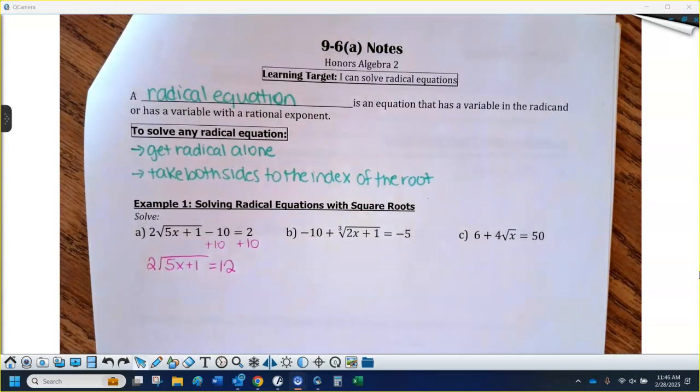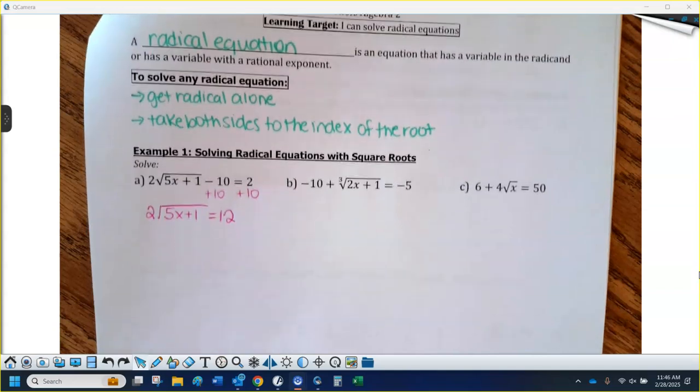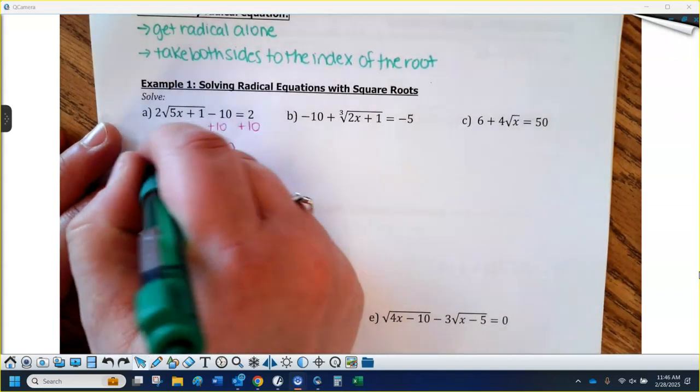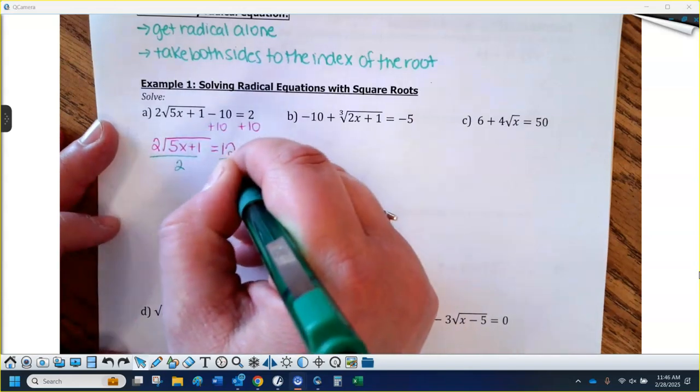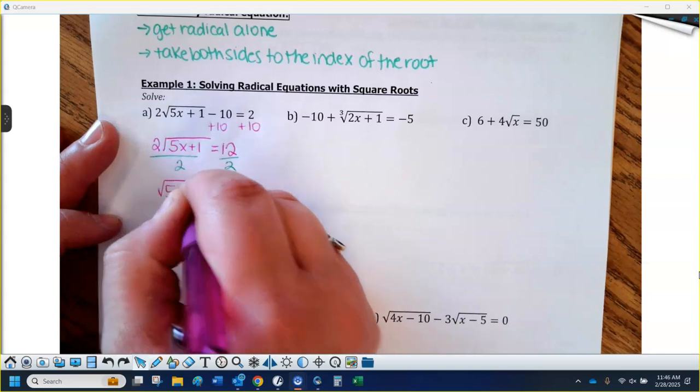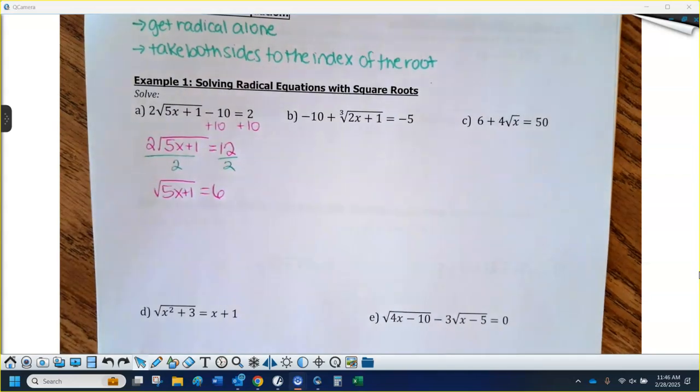Now, we cannot distribute anything to a radical. I've got a 2 in front of it, so I want to move that away. All you have to do to get rid of that is divide by 2. And so I'm going to end up with the square root of 5x plus 1 is equal to 6. So this is the part where I've got my radical isolated. I've got a square root equal to 6. You can't add, subtract, multiply, or divide things out from underneath the radical.